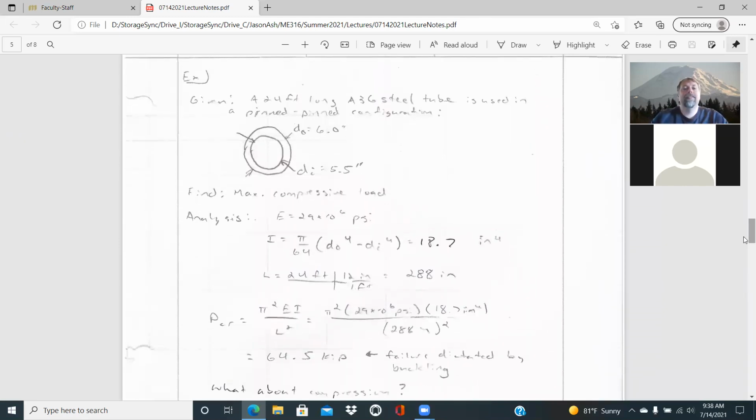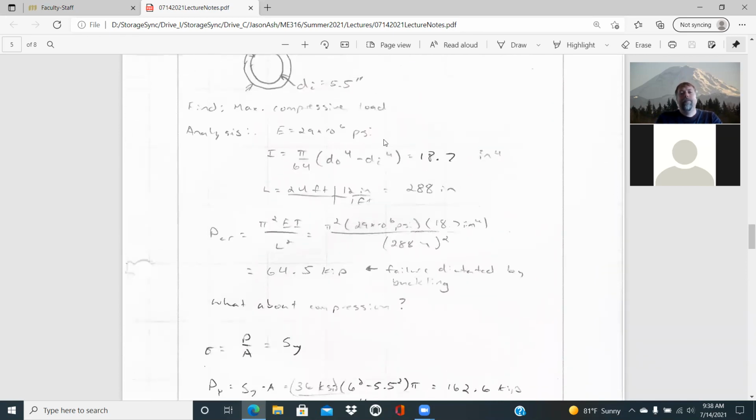So if we look at an example, say we have a 24-foot long A36 steel tube used in a pin-pin configuration, the one that we just looked at. The outer diameter is 6 inches, the inner diameter is 5.5 inches. What we want to do is find the maximum compressive load.